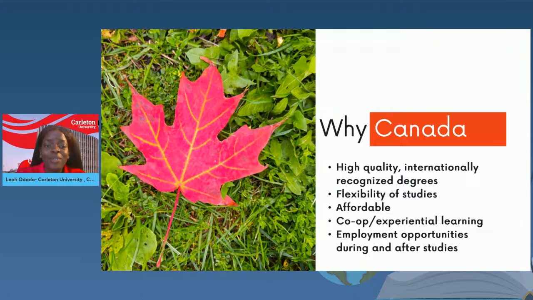Another key thing and another reason people choose Canada is the postgraduate work permit. It is a key selling point for Canada, because the postgraduate work permit allows you to work in Canada for up to 3 years.